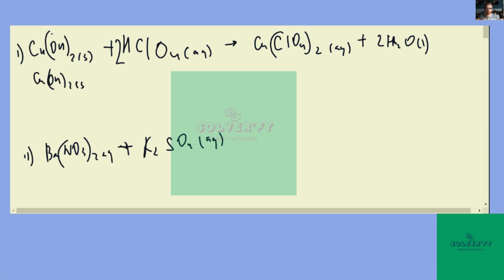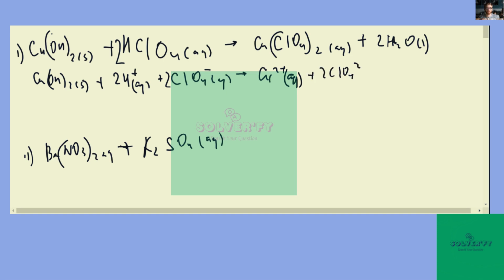Copper hydroxide doesn't dissociate, therefore it remains a solid, copper hydroxide, while HClO4 dissociates into H plus, 2H plus, and 2ClO4 minus, because we have a 2 coefficient before the acid. So it produces copper 2 plus, which is dissolved, plus 2ClO4 minus, which is also hydrated, plus 2 molecules of water.